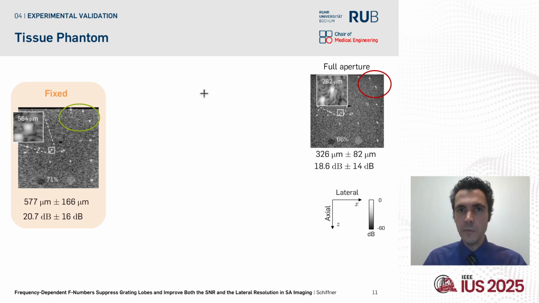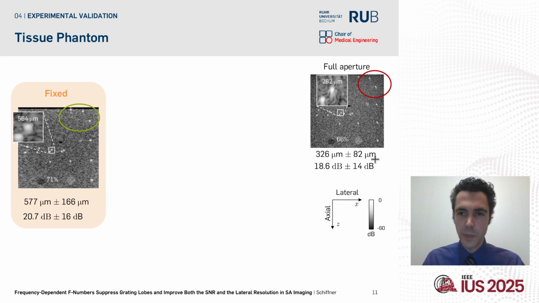For the tissue phantom, the usage of the full aperture resulted in grating lobe artifacts close to the array. The signal-to-noise ratio was relatively low, with a median of 18.6 decibels and an interquartile range of 14 decibels. The median width of the wire targets, however, was small and amounted to only 326 micrometers with an interquartile range of 82 micrometers.